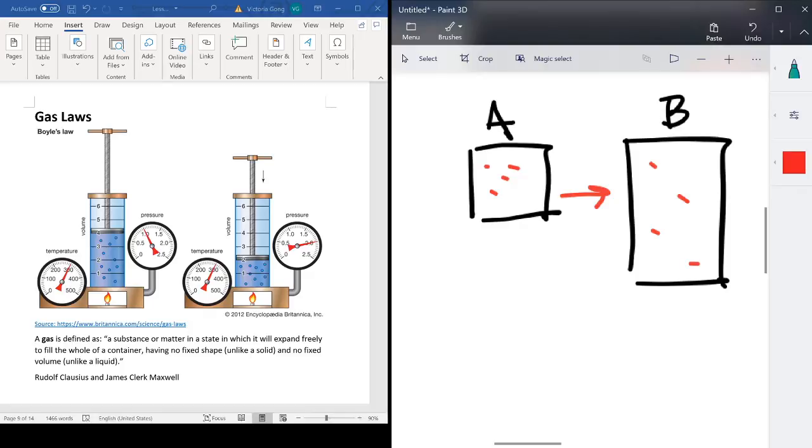If you increase the volume here, you increase the distance between each molecule, or the average distance that the molecules have to travel before hitting each other or the wall. And therefore, collisions are going to become less frequent between the molecules. And pressure is essentially a measure of the frequency and force of collisions. So if you expand the volume, the pressure will decrease because the frequency of collisions decreases.